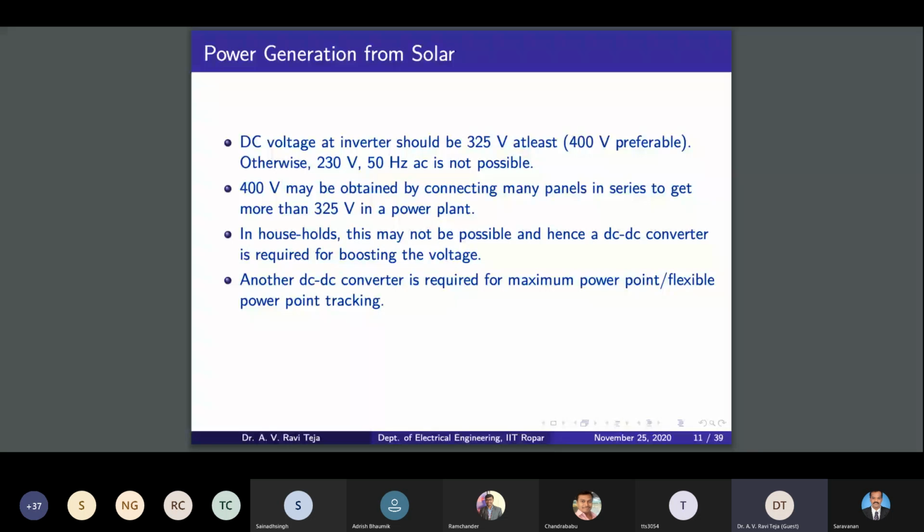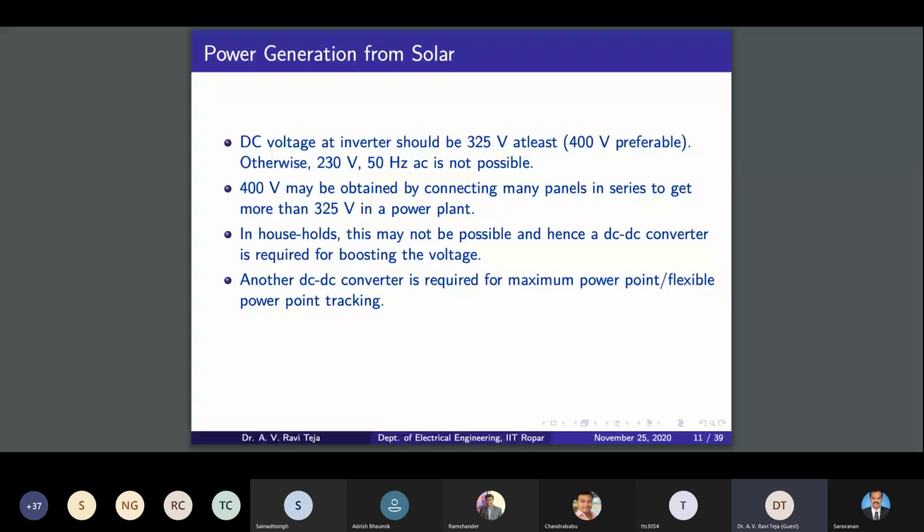But in other cases where the demand is less than maximum power that can be generated at that instant, then flexible power point will shift to the other point where, of course, you will be underutilizing the panels, but because there is no load to consume that power, you have to reduce your generation itself. So that we call as flexible power point tracking.